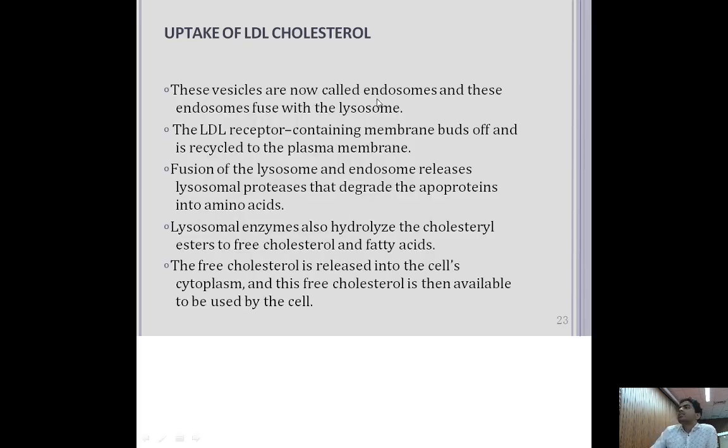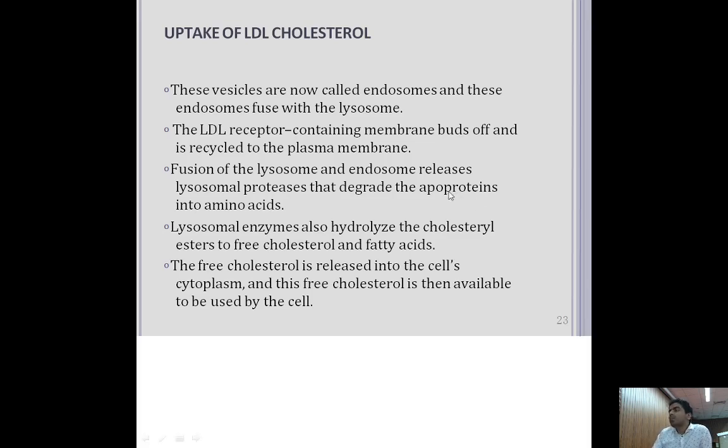These vesicles are now known as endosome. The whole vesicle containing the LDL receptor plus LDL is known as an endosome, and this endosome will fuse with the lysosome inside the cell. The LDL receptor containing membrane buds off and is recycled to the plasma membrane. So this LDL receptor, after release from the lysosome, will go and bind to the plasma membrane. Fusion of lysosome and endosome releases lysosomal proteases that degrade the apoprotein into amino acids. This much you don't need to know, it's okay.